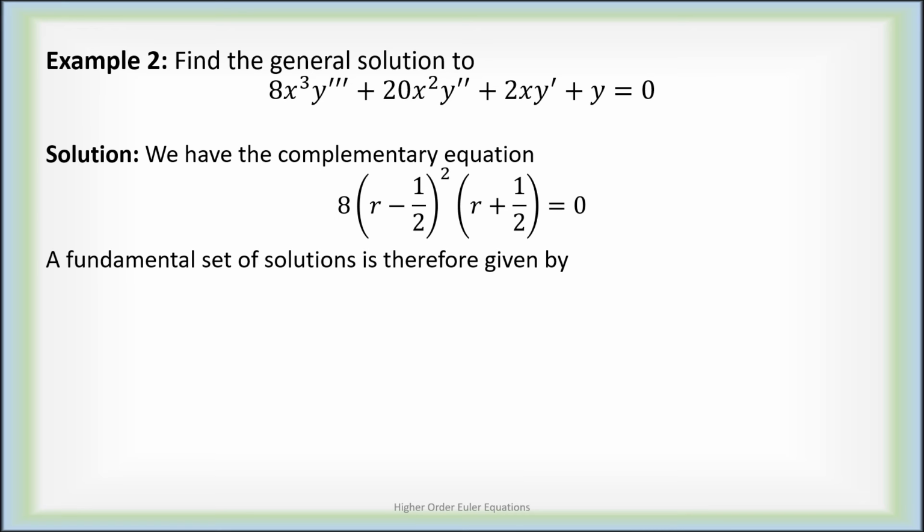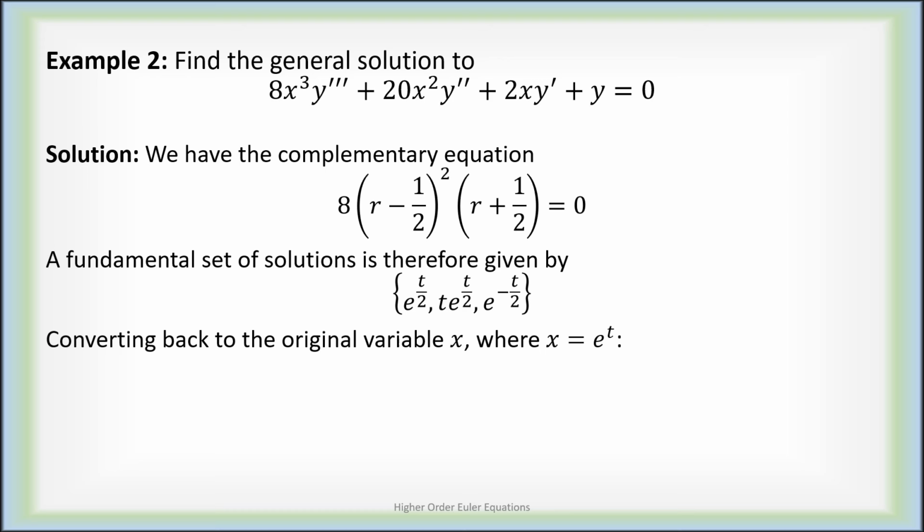A fundamental set of solutions is now given by e to the 1/2 t, t times e to the 1/2 t, because the root of r equals 1/2 had multiplicity 2. And here we get e to the minus t over 2. Now we convert back by replacing x equals e to the t, and we end up with x to the 1/2, log x times x to the 1/2, and x to the minus 1/2. So here is a fundamental set of solutions to the original differential equation.